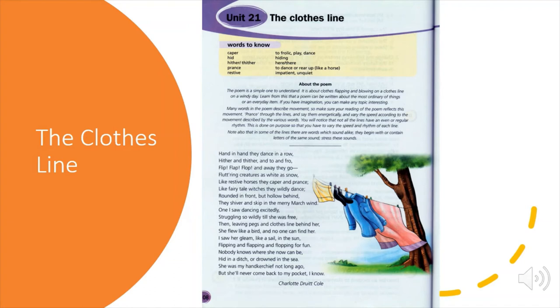The Clothesline by Charlotte Druitt Cole. Hand in hand, they dance in a row, hither and thither, and to and fro, flip, flap, flop, and away they go, fluttering creatures as white as snow. Like restive horses they caper and prance, like fairy tale witches they wildly dance, rounded in front, but hollow behind, they shiver and skip in the merry March wind. One I saw dancing excitedly, struggling so wildly till she was free. Then, leaving pegs and clothesline behind her, she flew like a bird and no one can find her. I saw her gleam like a sail in the sun, flipping and flapping and flopping for fun. Nobody knows where she now can be, hid in a ditch or drowned in the sea. She was my handkerchief not long ago, but she'll never come back to my pocket, I know.